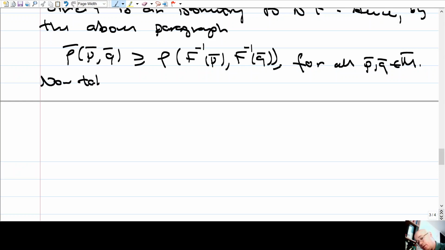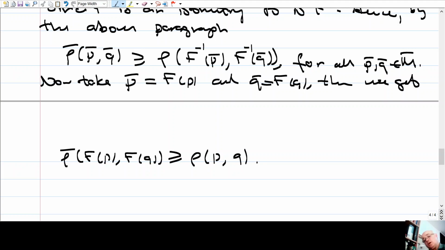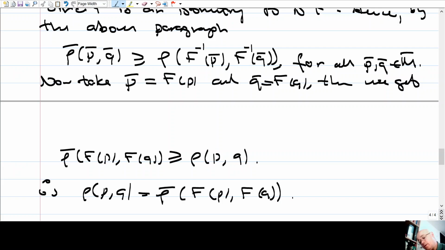Now take P bar to be F of P and Q bar to be F of Q. Then we get rho bar of F of P, F of Q is larger than or equal to rho of F inverse of P bar, which is just P, F inverse of Q bar, which is just Q. So we see that this is larger than or equal to this, hence these two distances are the same. Okay, and this finishes the proof.